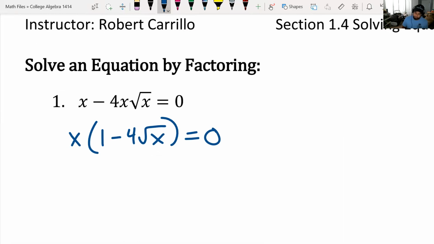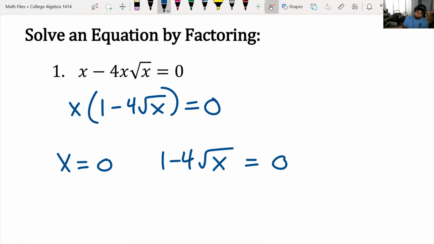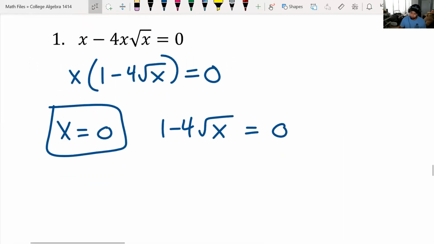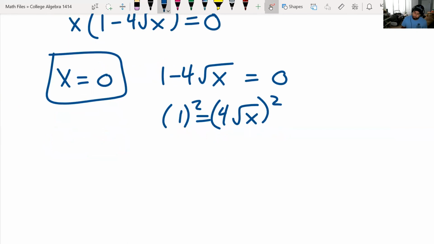So you'll get x equals 0 and 1 minus 4 square root of x equal to 0. Hey, look at that. That one's done. Now a little bit of solving over here. I'll add that 4 square root of x over. And then I'll square both sides. And 1 will equal 16x. Again, parentheses for good habit. Divide by 16.